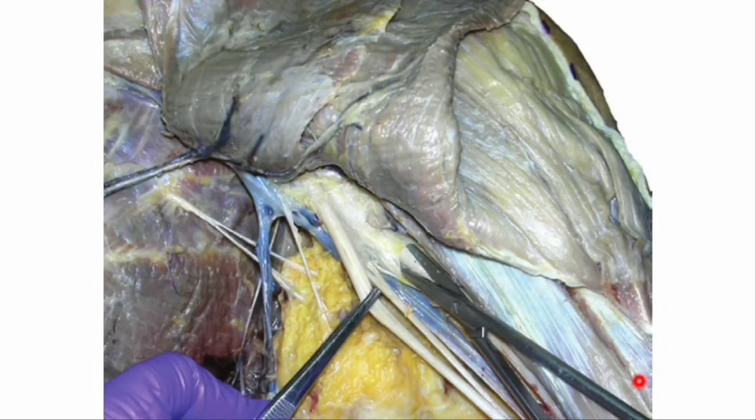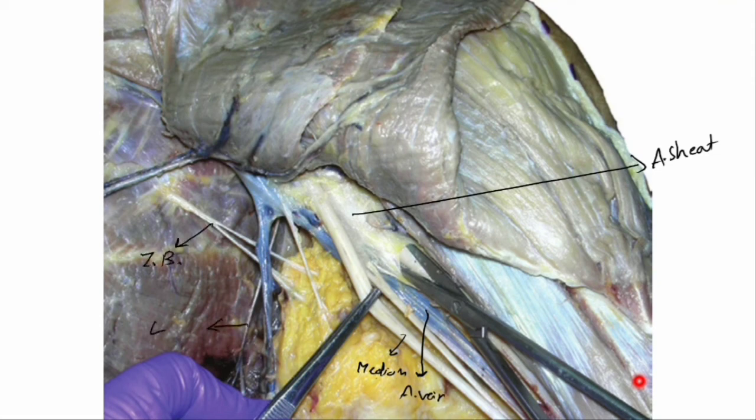While going deeper, the pectoralis minor is reflected, and here the axillary sheath is separated. This is the axillary sheath in which the neurovascular structures coming to the axillary region are present. And here you can see the median nerve, which is a branch of the brachial plexus, is separated, and this blue colored structure will be our axillary vein. Other structures can also be seen over here: the intercostobrachial nerve and the long thoracic nerve.